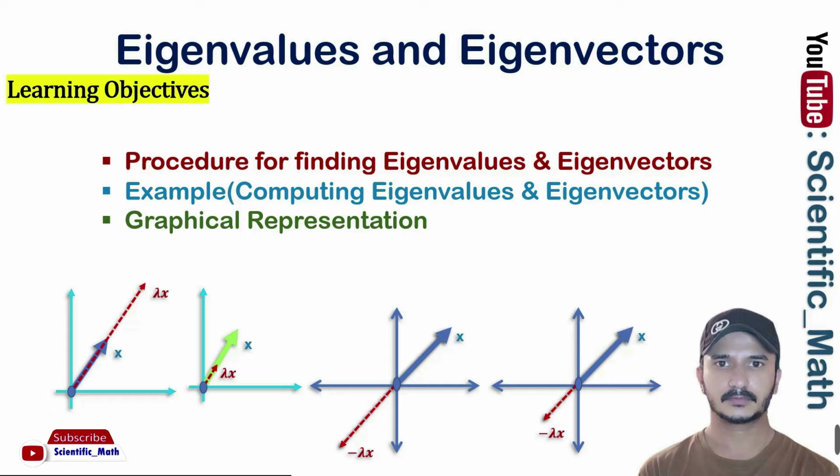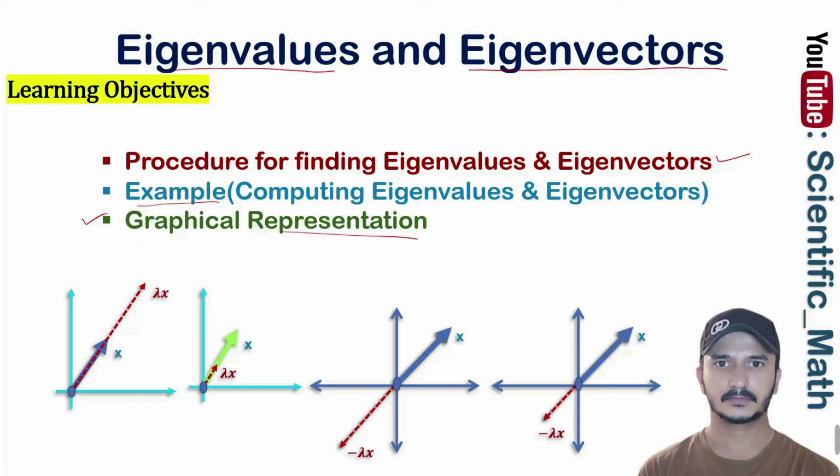This is our third lecture on eigenvalues and eigenvectors. The learning objectives are the procedure for finding the eigenvalues and eigenvectors. Next, we have an example of how we can find the eigenvalues and eigenvectors. And the third one is the graphical representation of eigenvalues and eigenvectors. Okay, so let's start today's lecture.